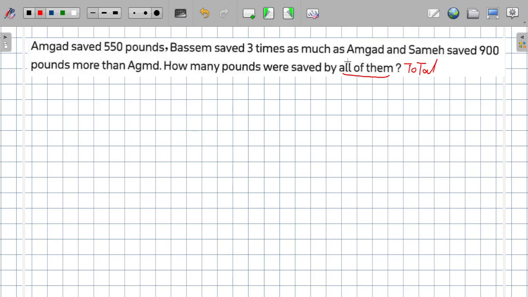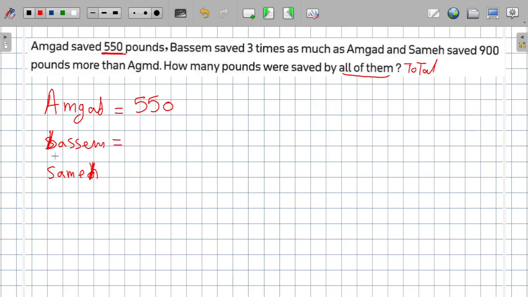Okay, so first I want the money that was with Amgad. Next, I want the money that was with Basim. And after that, I want the money that was with Sameh. Okay, so let's start with the first one. Amgad saved 550 pounds. So this is the money that is with Amgad now. So I have here 550 pounds.